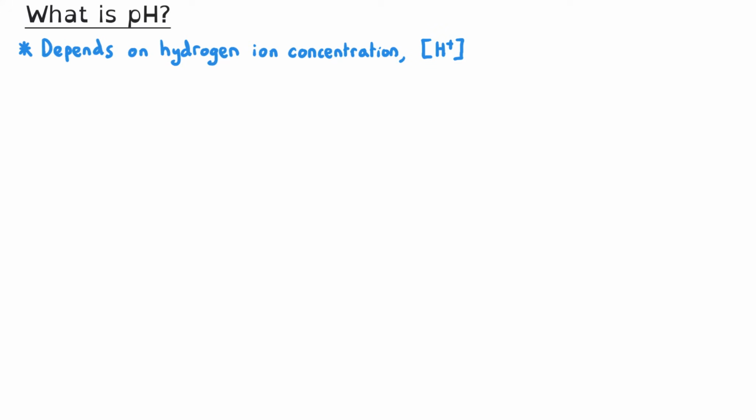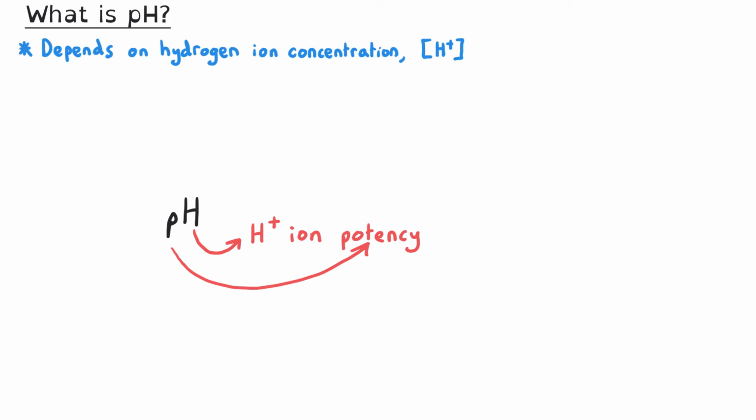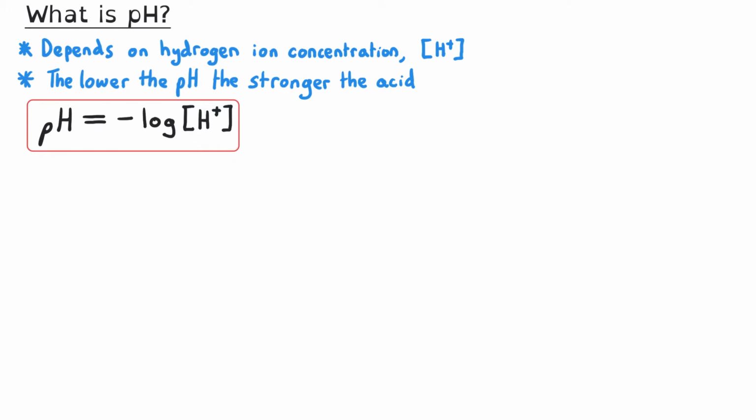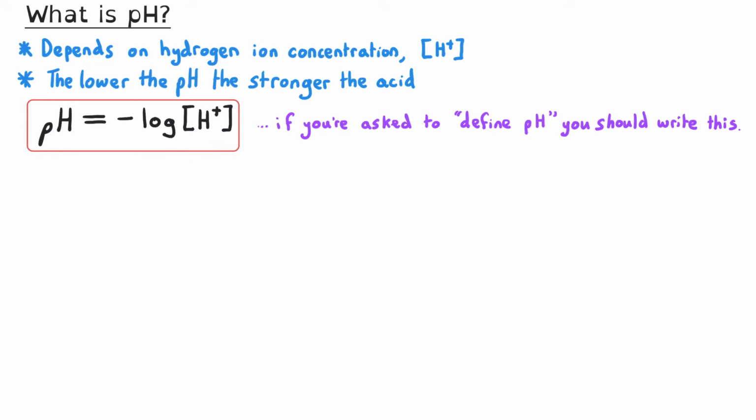It's a really common question in A-level chemistry to calculate the pH of a particular solution. So what actually is pH? Well, the pH of a solution depends on the hydrogen ion concentration of that solution. The symbol pH actually means hydrogen ion potency. Now, you will remember, hopefully, that the lower the pH of a solution, that tells us that the acid is stronger. You can calculate the pH of a solution by taking the negative log of the hydrogen ion concentration of that solution. This is an incredibly important equation.